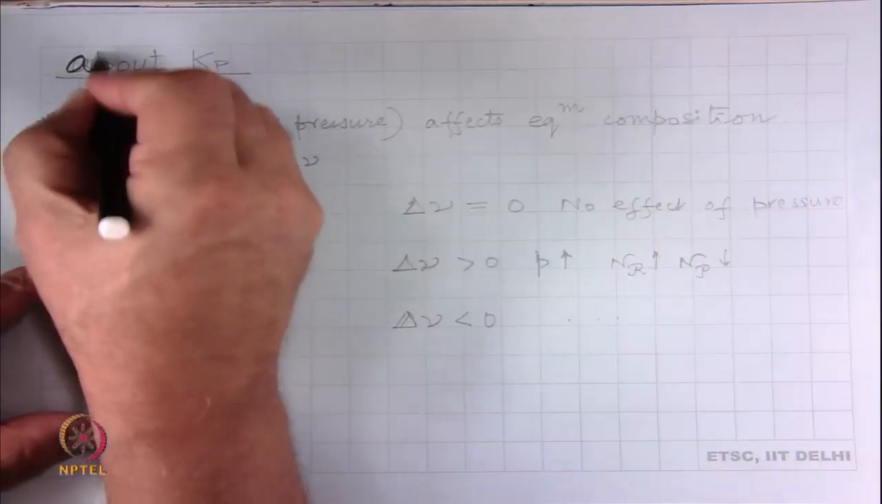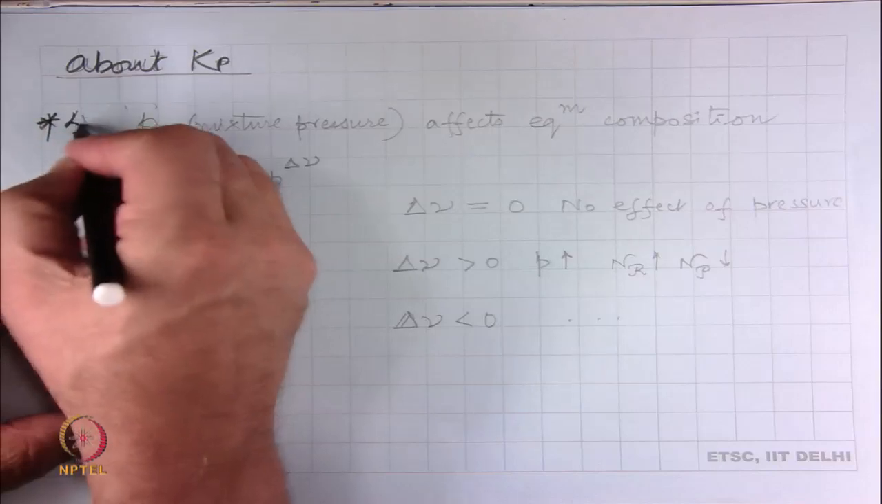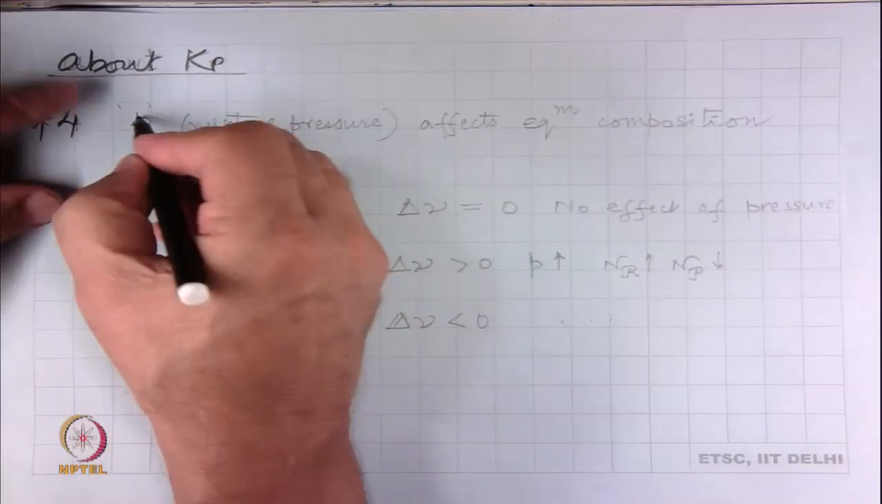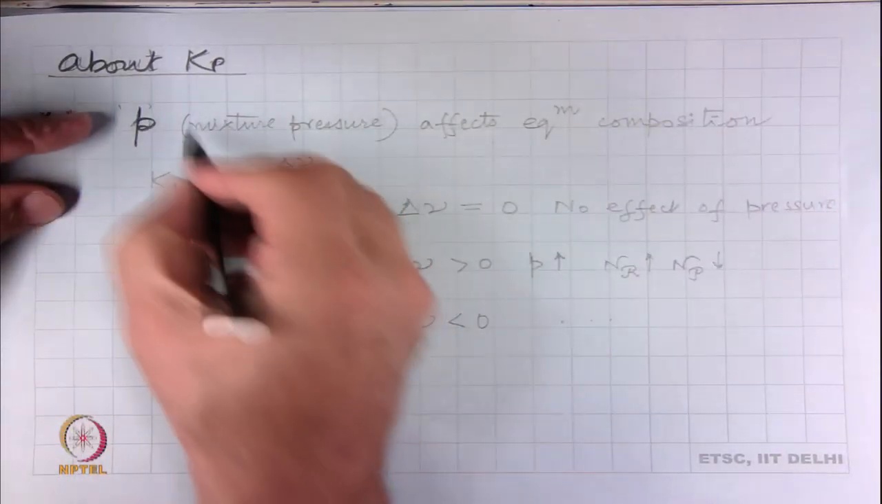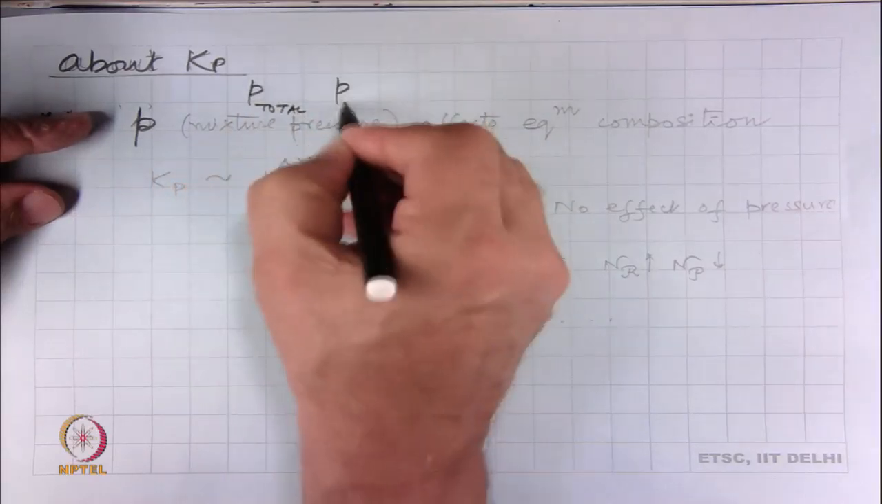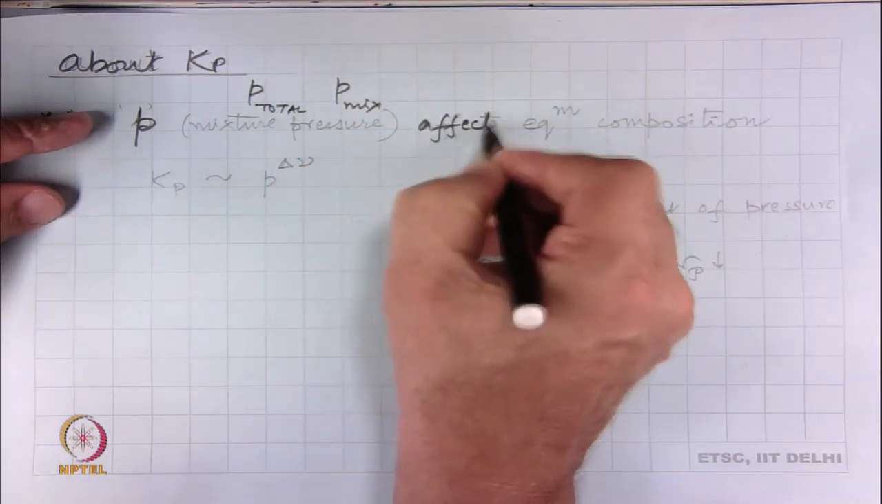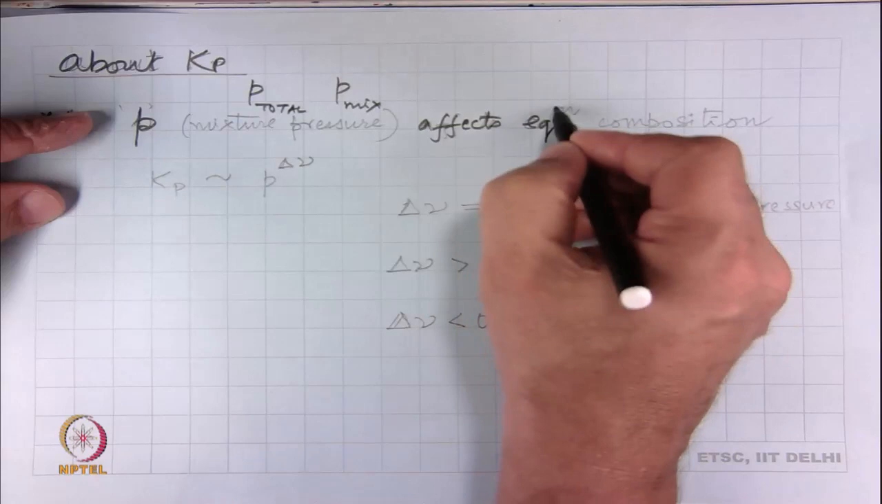Then the fourth thing about the equilibrium constant is that the pressure of the mixture, that is P total or P mix, affects the equilibrium composition.